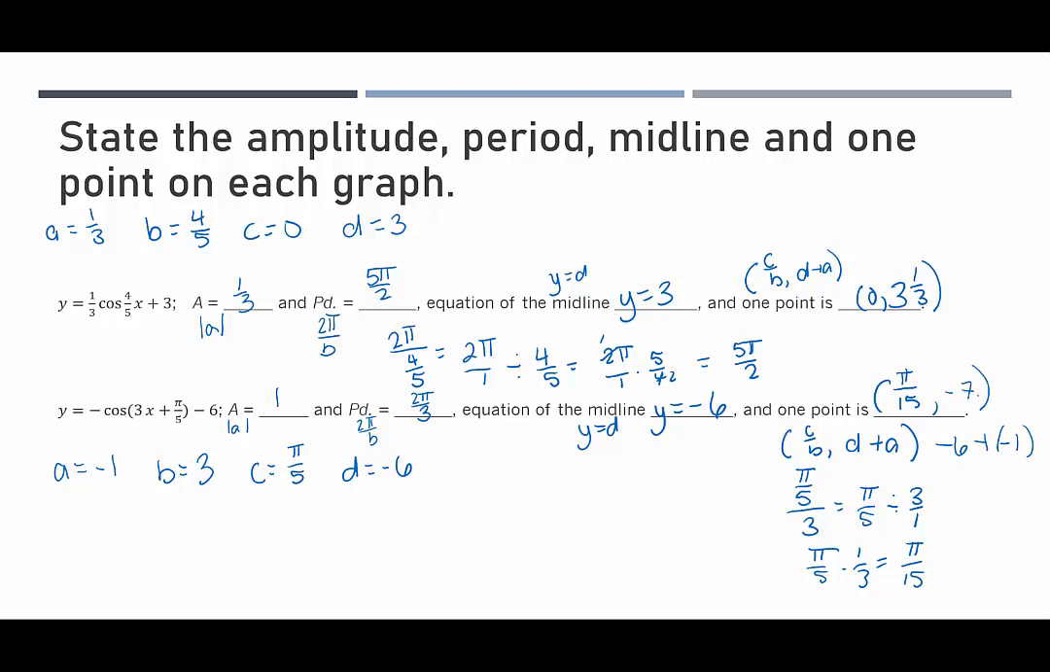These have been the definitions and examples of finding the amplitude, period, midline, and 1 point on a cosine function and a sine function. Thank you for stopping.